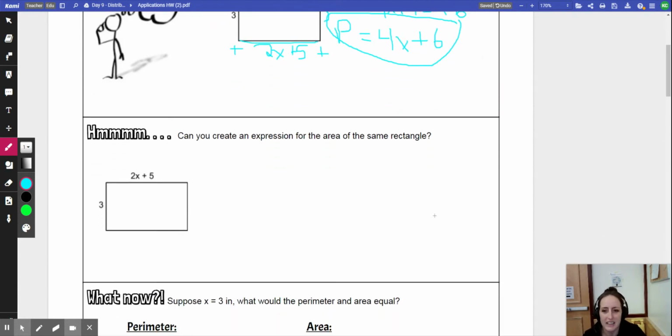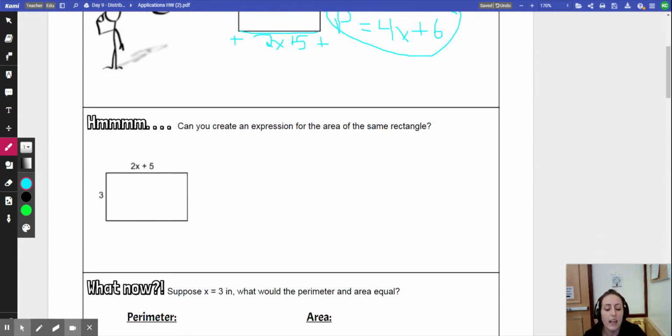All right, the second one. Can we create an expression for the area? Well, we know the area is base times height. So if you think you know what to do from here, pause the video, give it a shot, see if your answer is correct. For this particular rectangle, we know that we can say the base is either 3 or 2x plus 5. I like to say it's 2x plus 5.